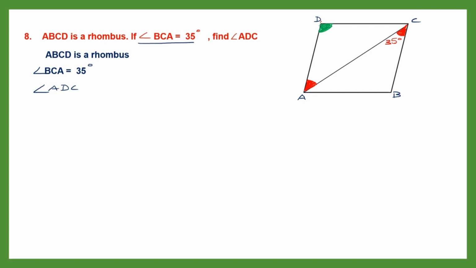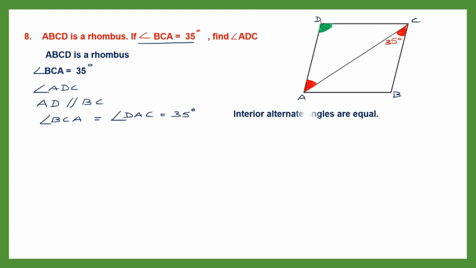So how do we write that? We write that line AD is parallel to line BC. So because of that, angle BCA will be equal to angle DAC, and both will be equal to 35 degrees. And what is the reason? Interior alternate angles are equal. That is the reason, because interior alternate angles are equal. So this is also 35 degrees.